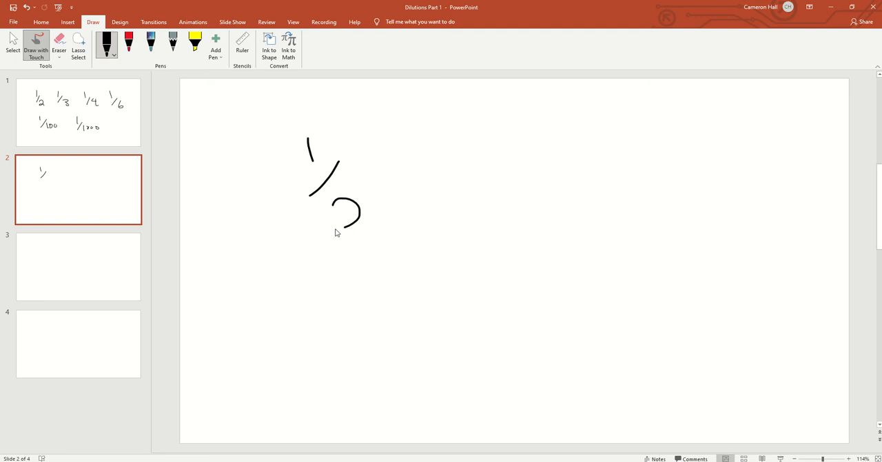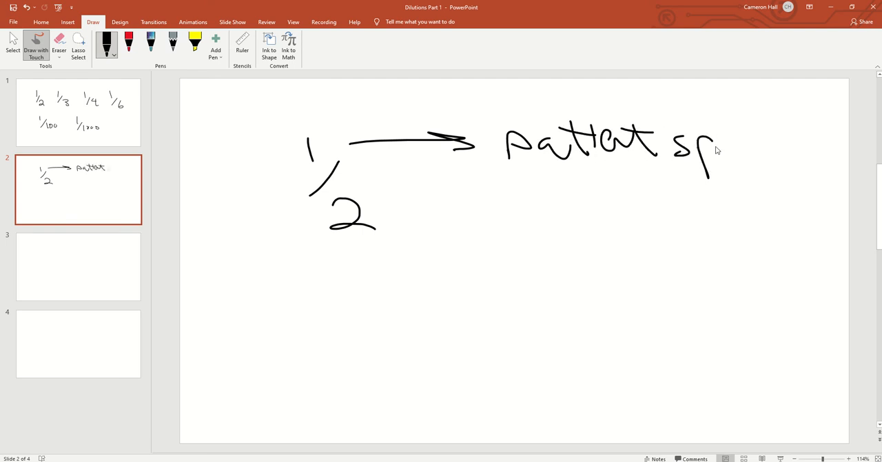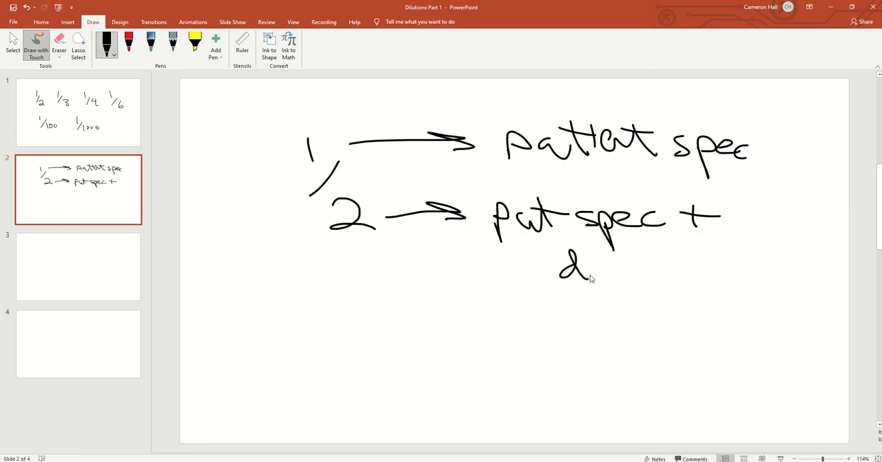So we'll start with 1/2. The top number represents the thing you're diluting. That's going to be patient specimen, in your case, as a medical lab scientist. The bottom number is going to be patient specimen plus diluting fluid. And it doesn't matter what your dilution factor is, they're always going to equal that.